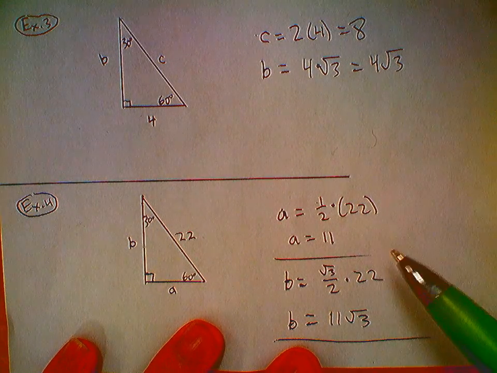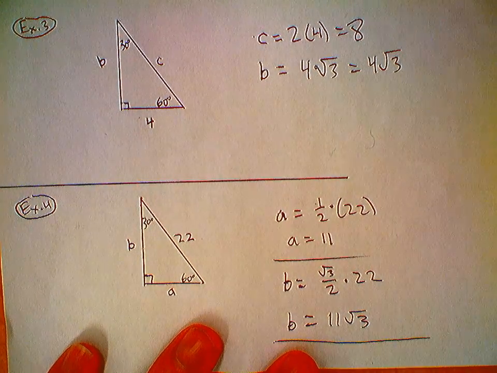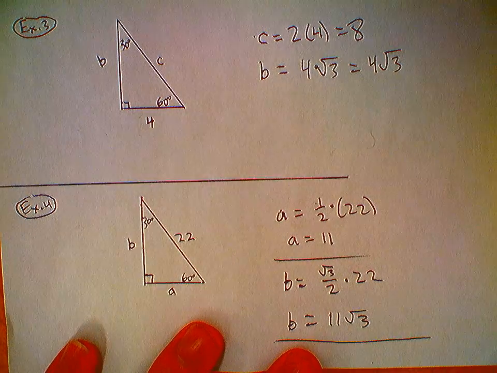So for this triangle, we figured out the other 2 sides. A is 11, B is 11 square root of 3. So we are done with this one.